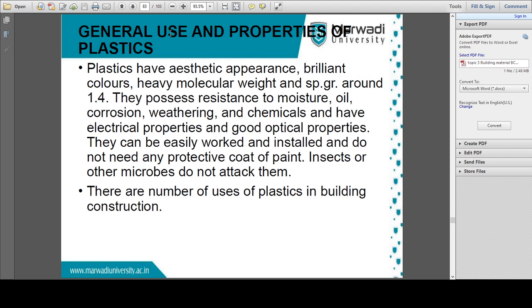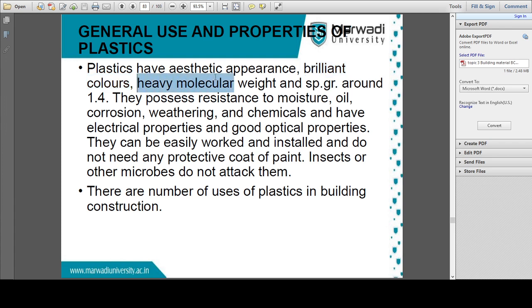What are the general properties again, right? In each and every construction material, the second step is its properties. So for the physical properties: how does it look, how does it behave, what are the good criteria? Plastic has an aesthetic appearance because its appearance can be changed, it is flexible. If we want it to look good, we can color it, we can change its shape, right? It has brilliant color, and the color may also change.